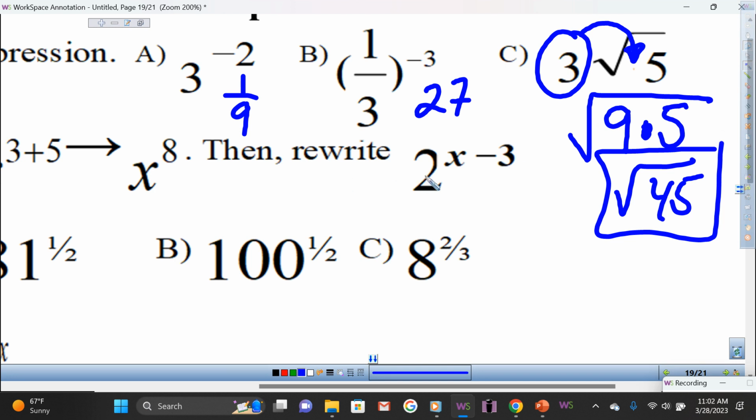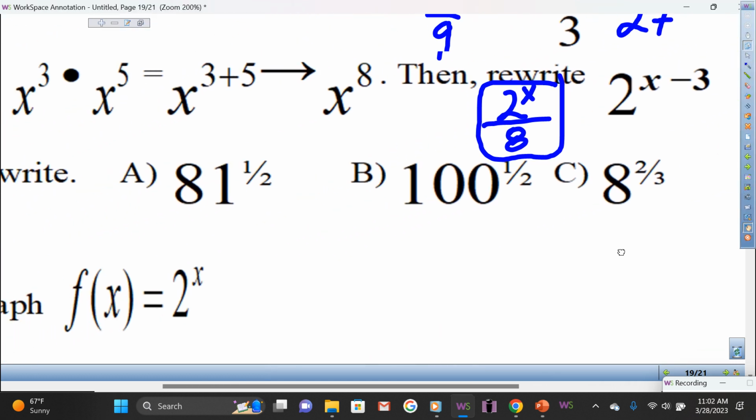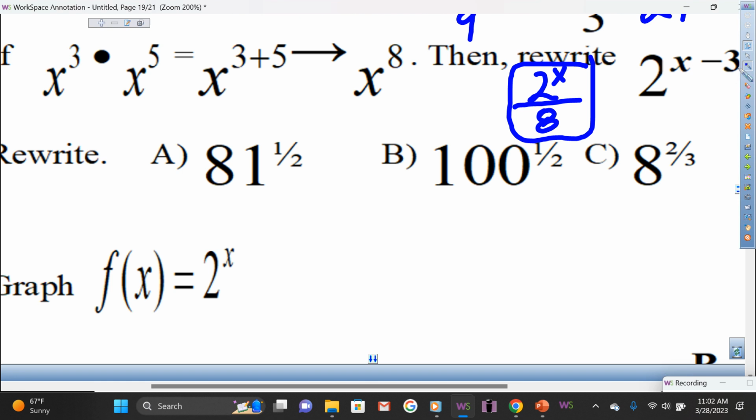Number 2. What'd you get for this part, Frida? That is correct. 2 to the x over 8. Number 3. I think we did some of this at the first semester, and I'm bringing it back. Here it goes. And this is a review for Algebra 1.